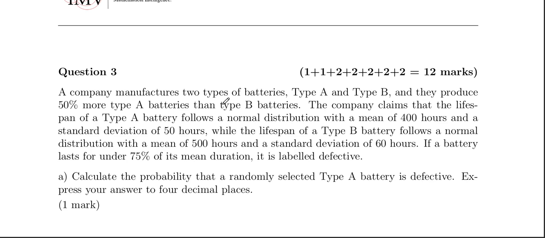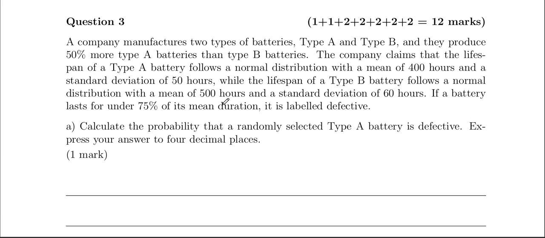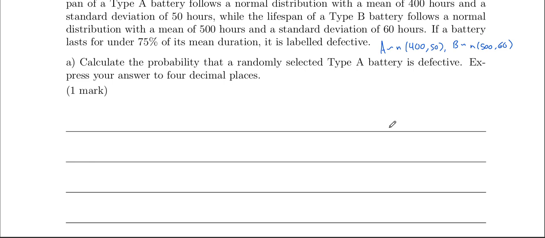All right, question 3. A company manufactures 2 types of batteries, A and B. They produce 50% more A batteries than B batteries. The company claims, okay, a bunch of information. So here we can say that A is normally distributed with a mean of 400 and a standard deviation of 50, and B is normally distributed with a mean of 500 and a standard deviation of 60. If a battery lasts for under 75% of its mean duration, it is labeled defective. Calculate the probability that a randomly selected type A battery is defective.